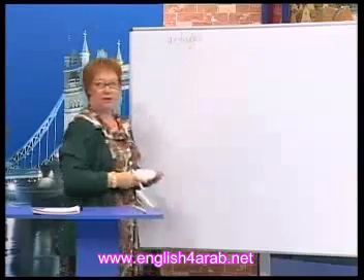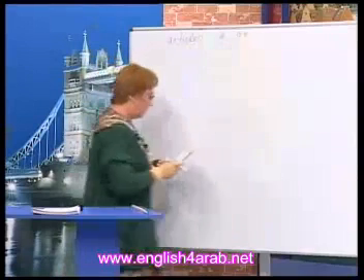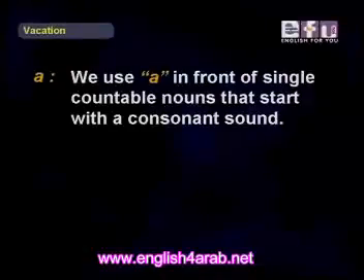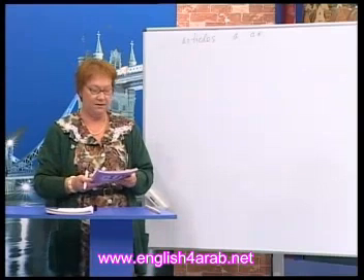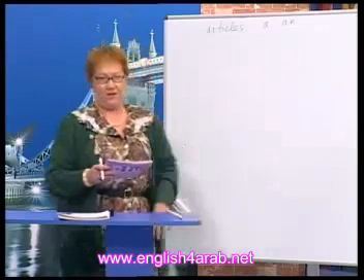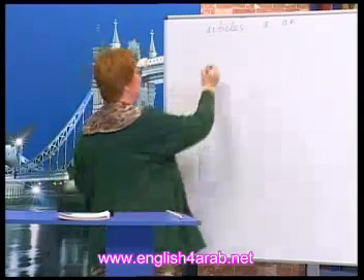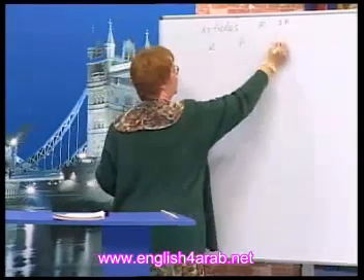Now, we're going to talk especially about a and an. Remember, with a, we use a in front of single countable nouns that start with a consonant sound: b, d, t. With an, we use an in front of single countable nouns that start with a vowel sound. Okay? Now, for a and an, you have to be careful of these letters: E, H, O.